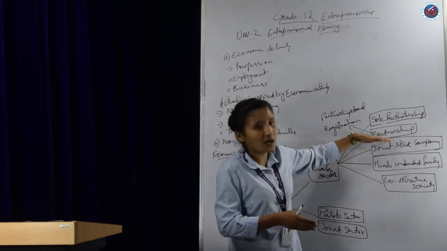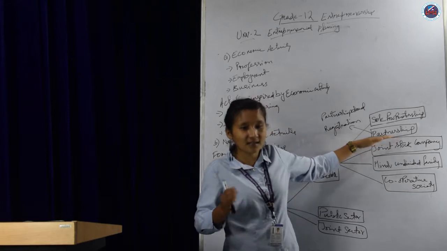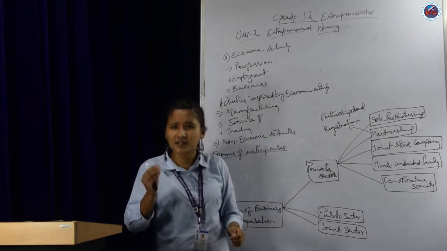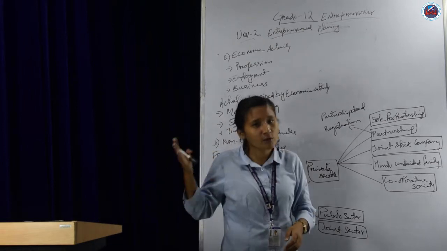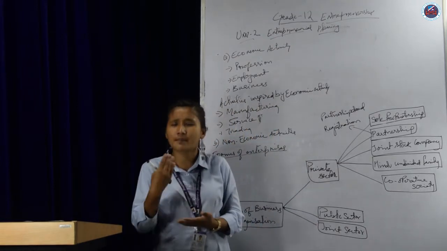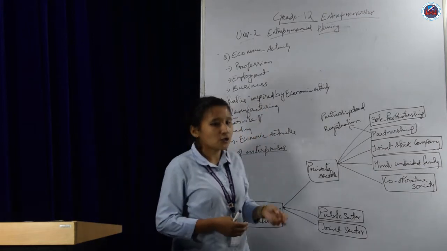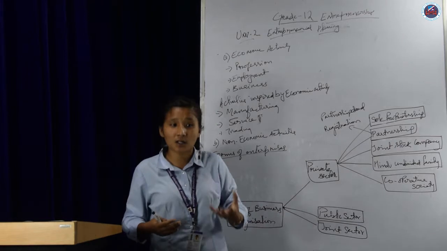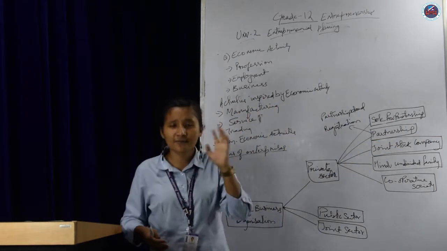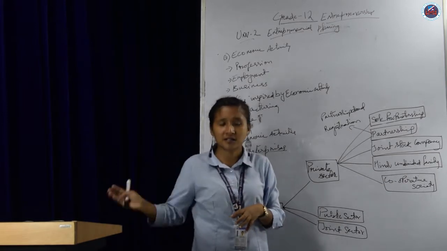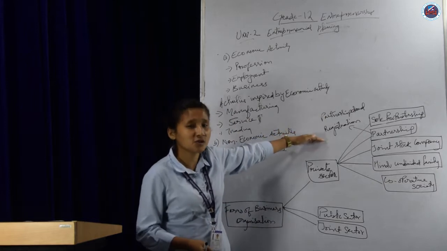Then comes partnership. According to the Indian Partnership Act 1932, partnership is a relationship between two or more persons who have agreed to share the profits of the business carried on by all or any of them acting on behalf of all. Two heads are better than one. This is what we can say for partnership, because here there are two or more persons involved in starting up that particular organization. Under partnership, we have the partnership deed and registration.